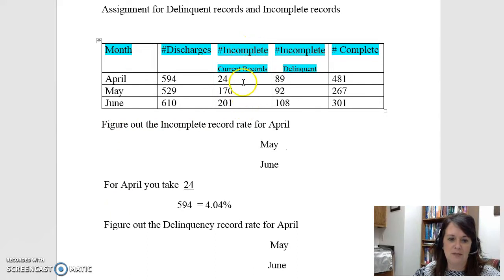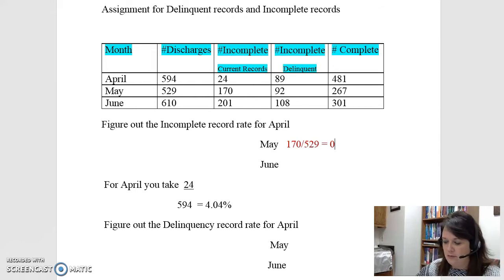So we're going to use this column. Okay, and it showed us how we calculated April. So they took 24 and they divided it by 594 and they gave us the answer. We need to figure out May. May would be 170, and I'll type this on the sheet here, divided by 529. Okay, so on your calculators, if you take 170 divided by 529, you get this answer.